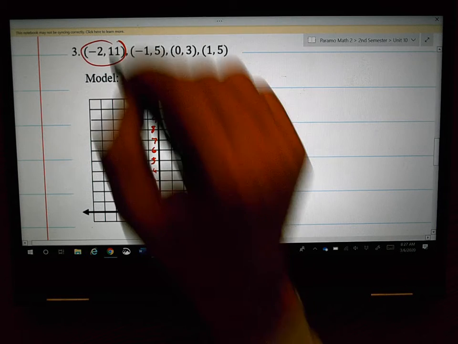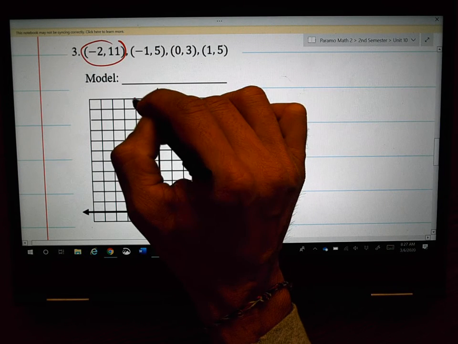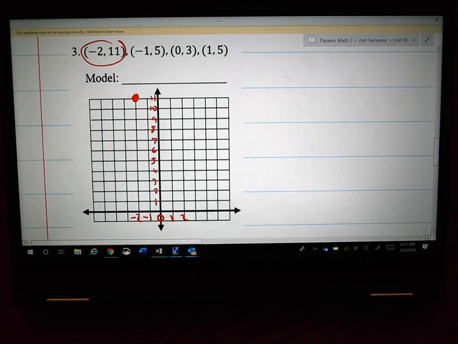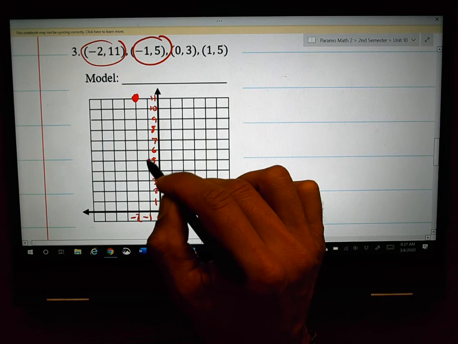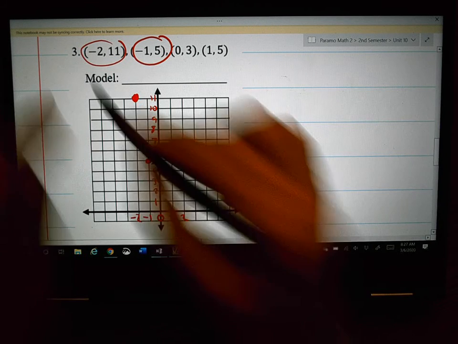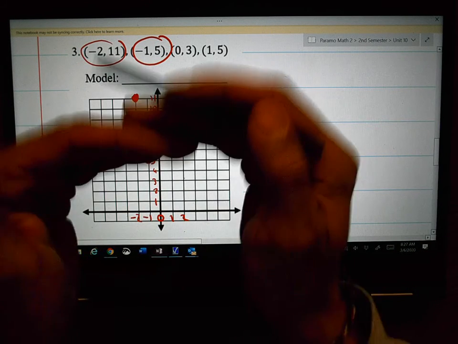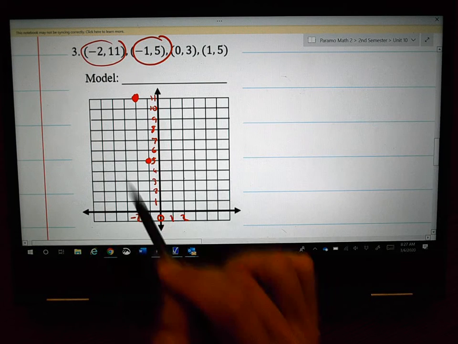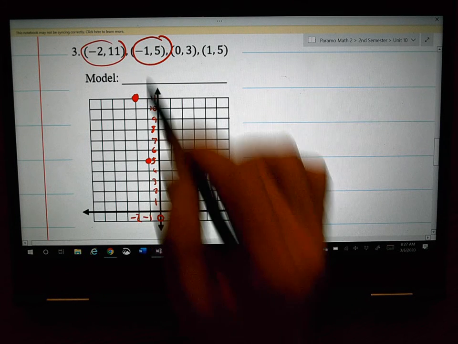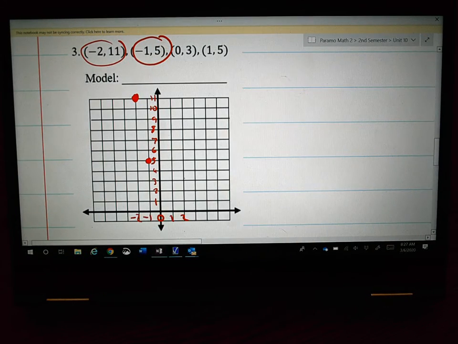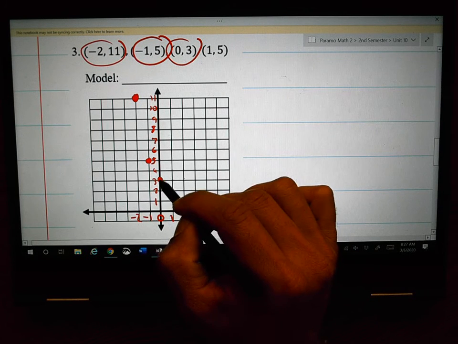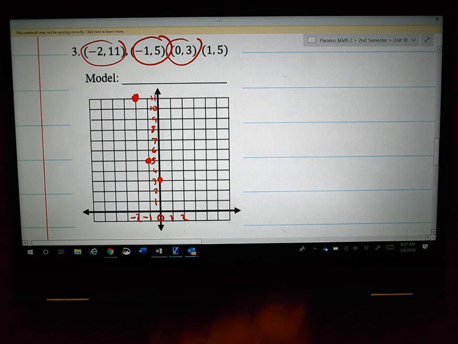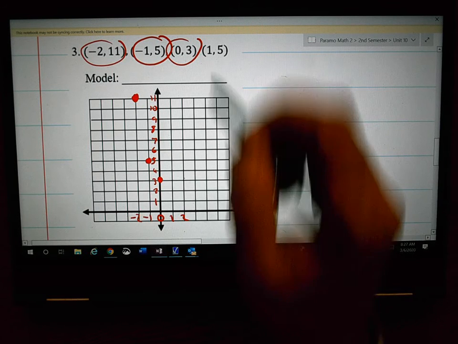Here's my first point, which is right here. Put a big dot. Here's my second point. Here. Put a dot. Remember, X is horizontal, Y is vertical. That's why I'm going to the left 2, up 11. To the left 1, up 5. Then I do my third point, 0, 3. 0 for your X, 3 for your Y. And then 1, 5.